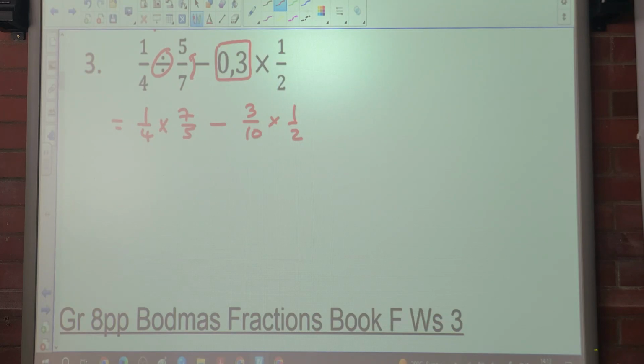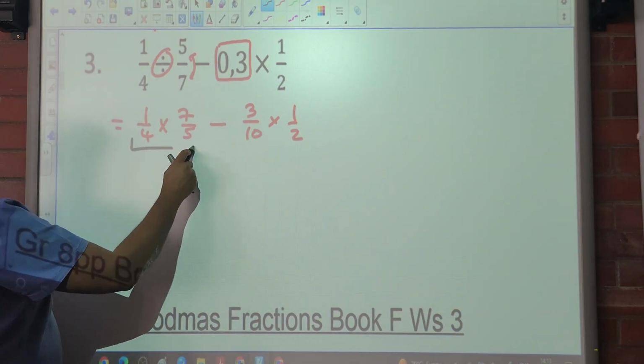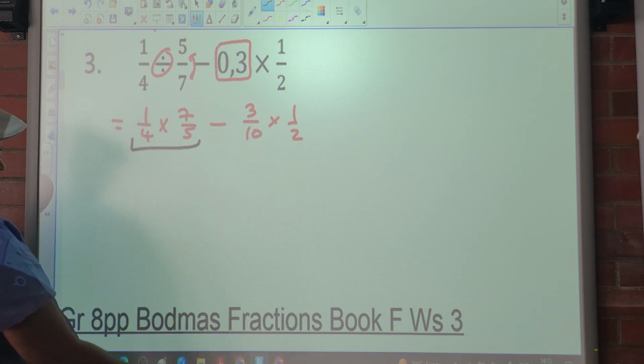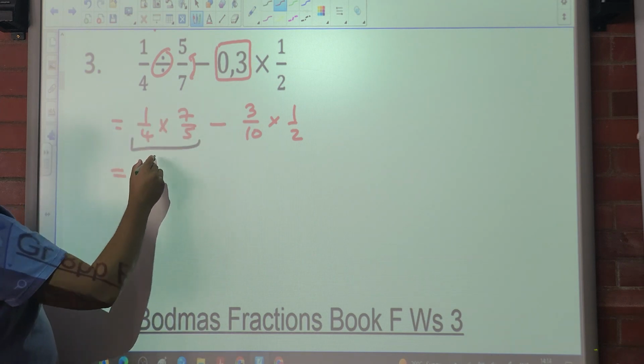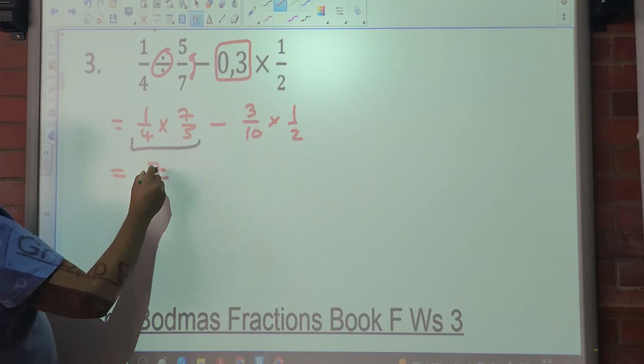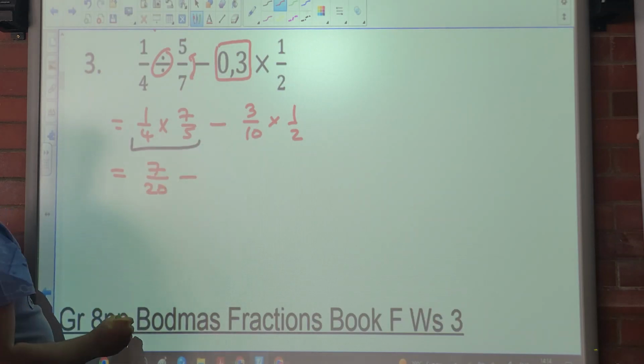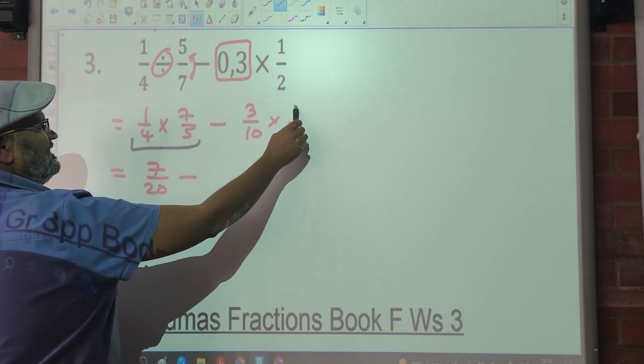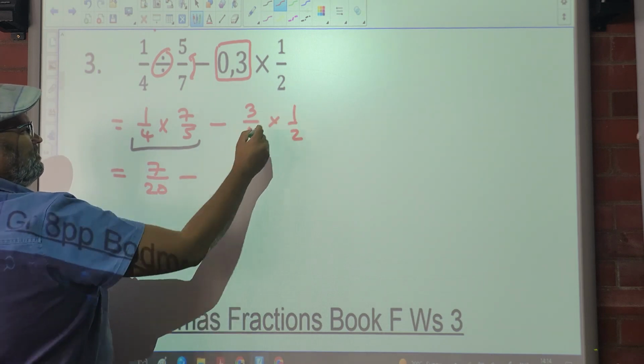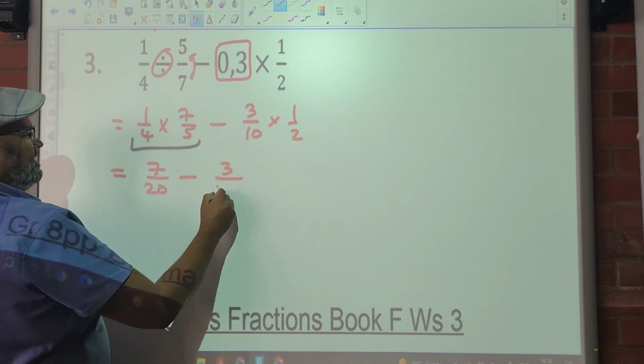So what needs to be done now? Multiplication. See anything you can cancel there? No? So 7 multiplied by 1 is 7. 4 multiplied by 5 is 20 minus. Is there anything that can cancel here? No. 3 multiplied by 1 is 3. 10 multiplied by 2 is 20.